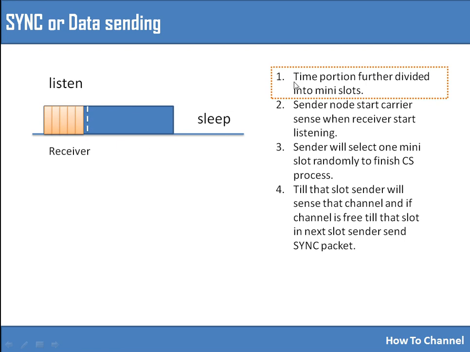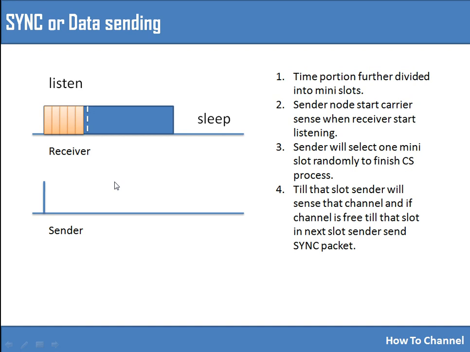The first step is that the time portion is further divided into mini slots. These represent mini slots. This portion is divided into mini slots, and this portion as well. And this is the sender, and the sender already knows the listen time of the receiver. So the sender will start carrier sense, the sender will start sensing the channel. Now the question is, for how long will the sender sense the channel?